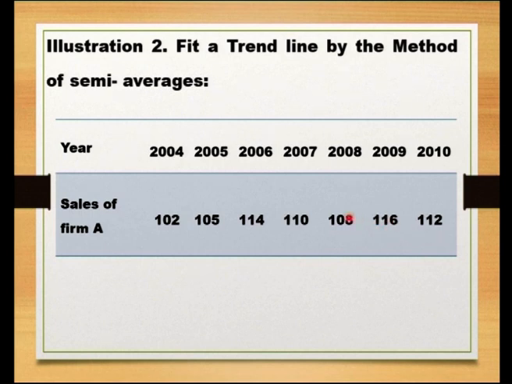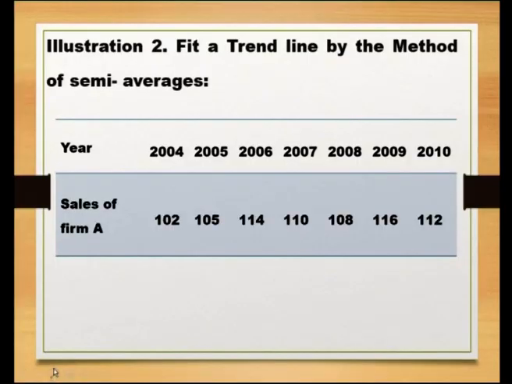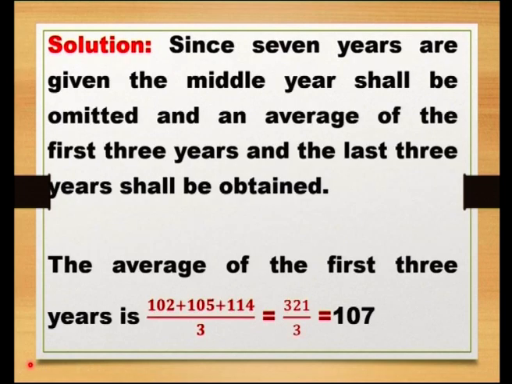Since the number of years is 7, which is odd, the whole data cannot be divided into 2 equal parts. So, we have to take the first 3 years as one part, the middle year as another part and the last 3 years as the third part. Like this it is calculated. First of all, the average of the first 3 years is 102 plus 105 plus 114. 3 values are taken into account, therefore, divided by 3, 321 by 3 is 107.